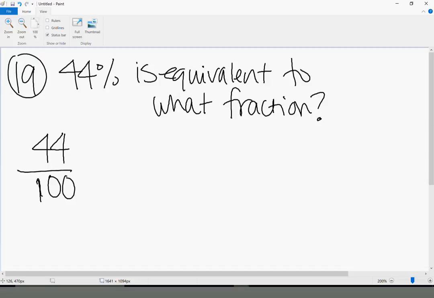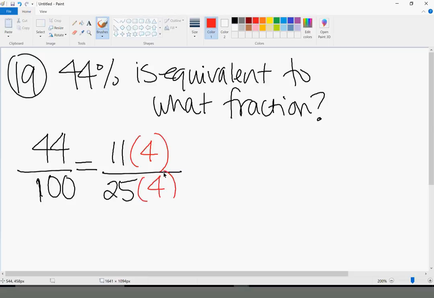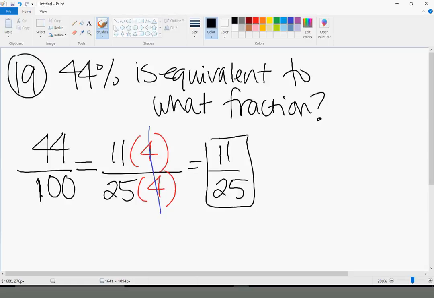So let's think about the greatest common factor between 44 and 100. So 44 and 100 can both be divided by 4. So I could change 44 to 11 times 4. And then 100 can be 25 times 4. And so here I can cancel out those common factors. So I am left with 11 over 25. So 44% is equal to 11 over 25.